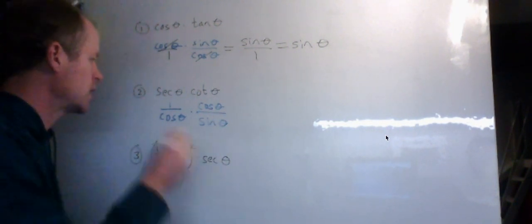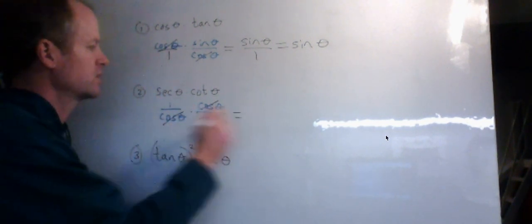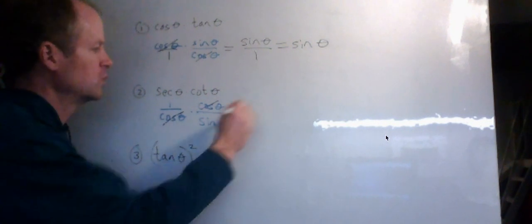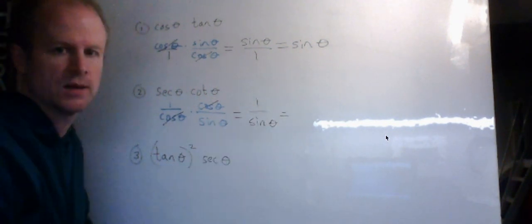Then I'm going to cross off the cosines. So I cross off the two cosines and I'm left with top times top, bottom times bottom. So 1 over sine of theta. So 1 over sine of theta is the same as cosecant of theta.